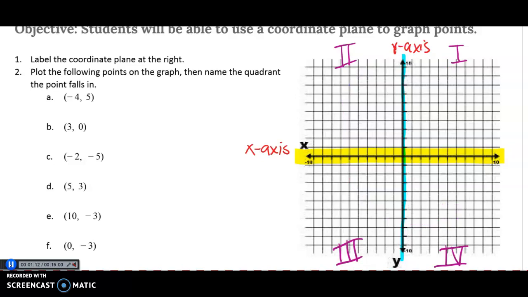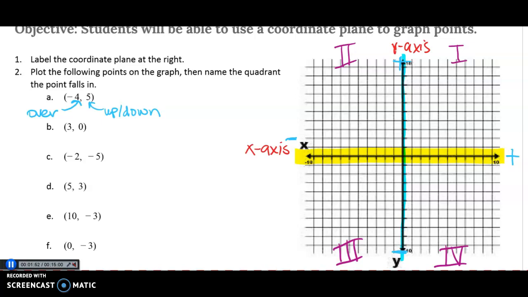The next question asks us to plot the following points on the graph and then name the quadrant that the point fell in. So remember that you always go over to that point and then up or down to that point. The first number always tells you where to go over. The second number always tells you where to go up or down. Remember that to the right is positive, to the left is negative on the x. Up is positive, down is negative on the y.